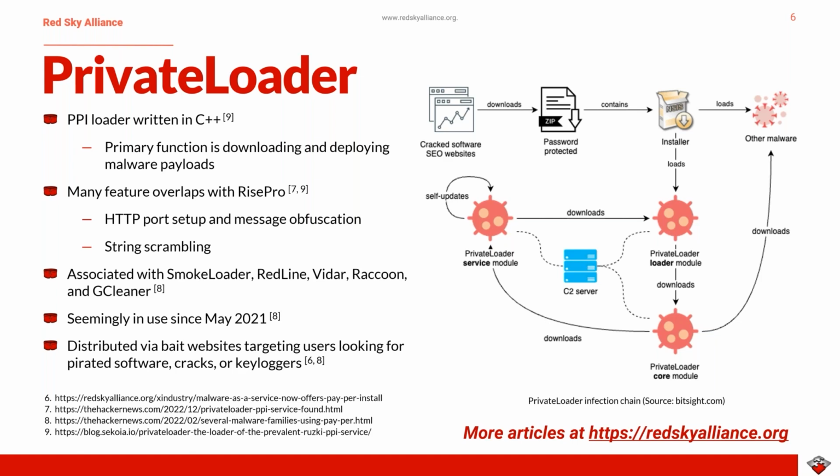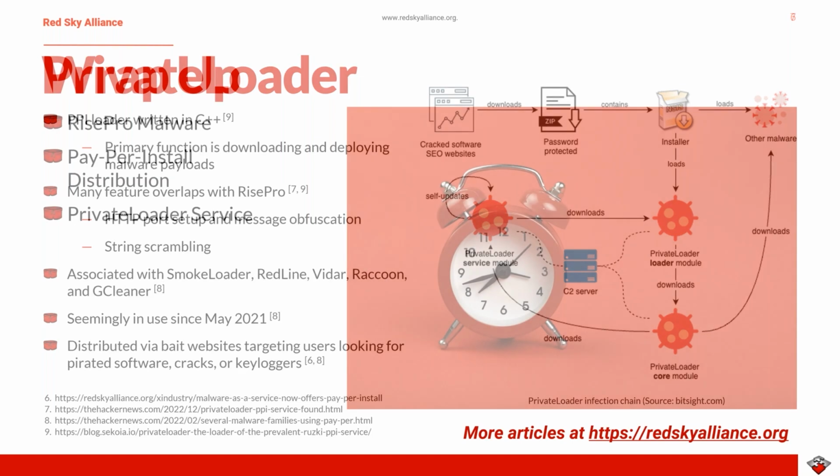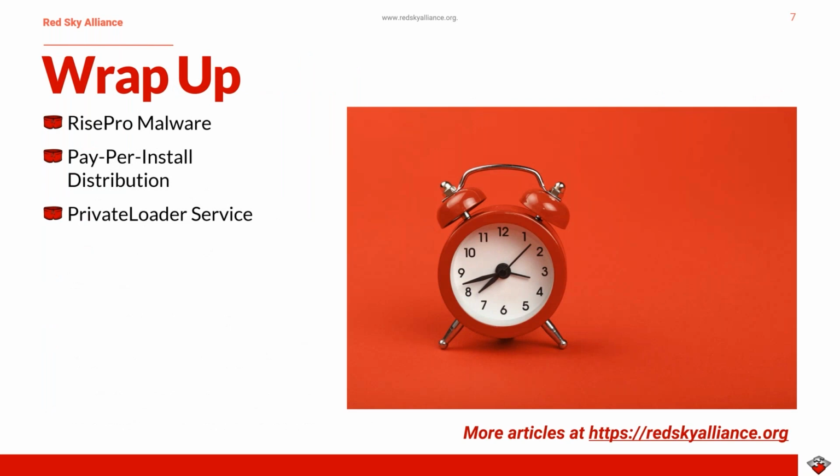Again, as we have discussed in previous reports, PrivateLoader is primarily distributed through a network of bait websites that are SEO optimized, targeting users that are looking for pirated software, cracks, or keyloaders. These bait sites entice users and attempt to have them download the PrivateLoader payload as a zip file. It also offers robust administrative features to its customers, such as adding users, modifying geolocation targeting, and load file encryption options. So let us wrap this up.